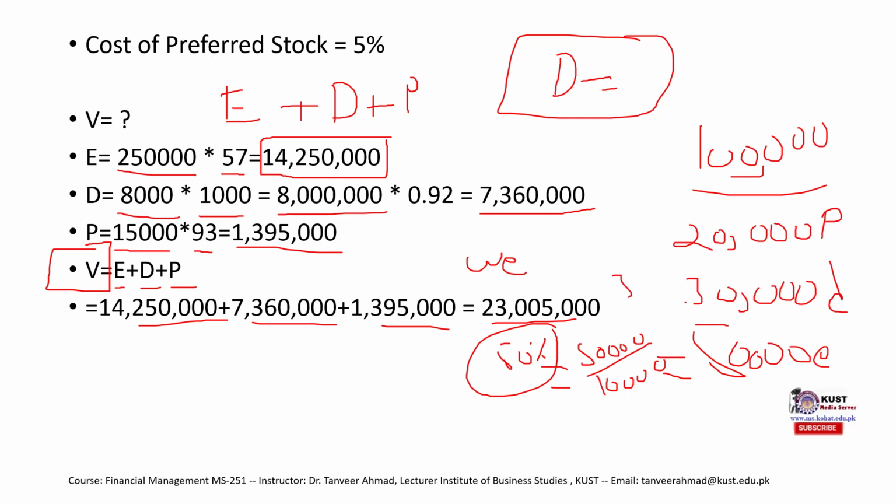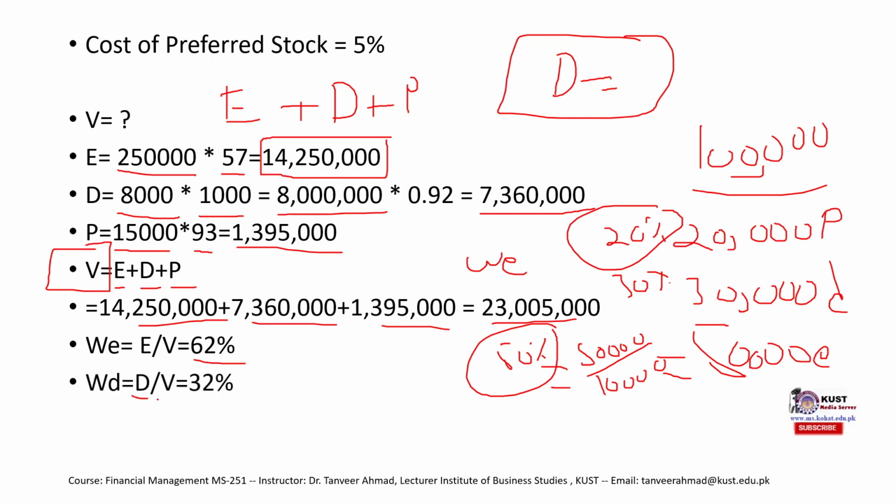Similarly, 30,000 divided by 1 lakh would give us 30%. 20,000 divided by 1 lakh would give us 20%. So this is what we need to do. We need to calculate the percentage weight. We have the total amount. We need to divide this 14 million by the total amount, and it would give us the weight of equity. So this is what we did. E divided by V would give us the weight of equity, which is 62%. D divided by V, which is 7,360,000 divided by 23 million, is 32%, and this amount divided by this total amount is 6%.